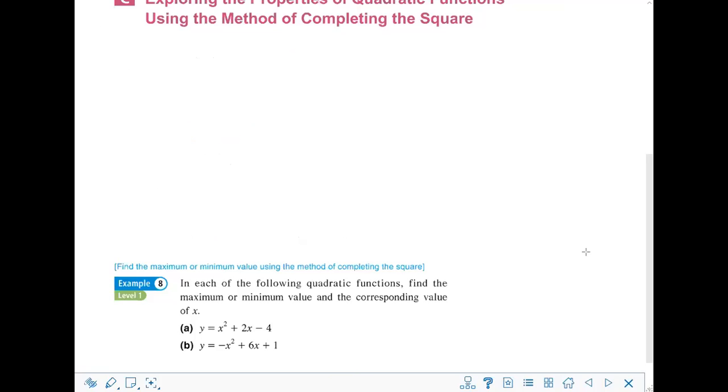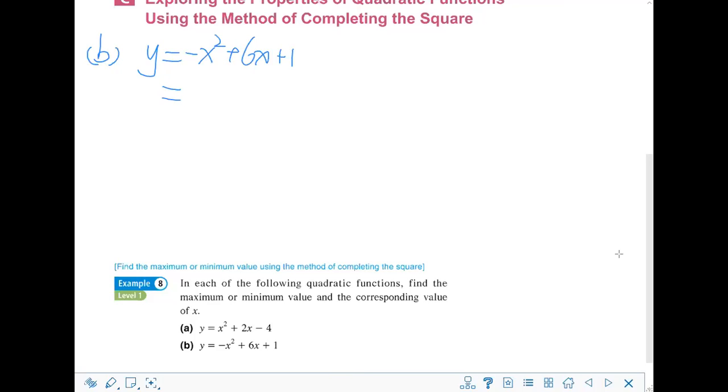Okay, so let me do part B with you together. So part B. Part B. So y is equal to -x squared plus 6x plus 1. Okay, and then we are going to do the transformation, the changing appearance.